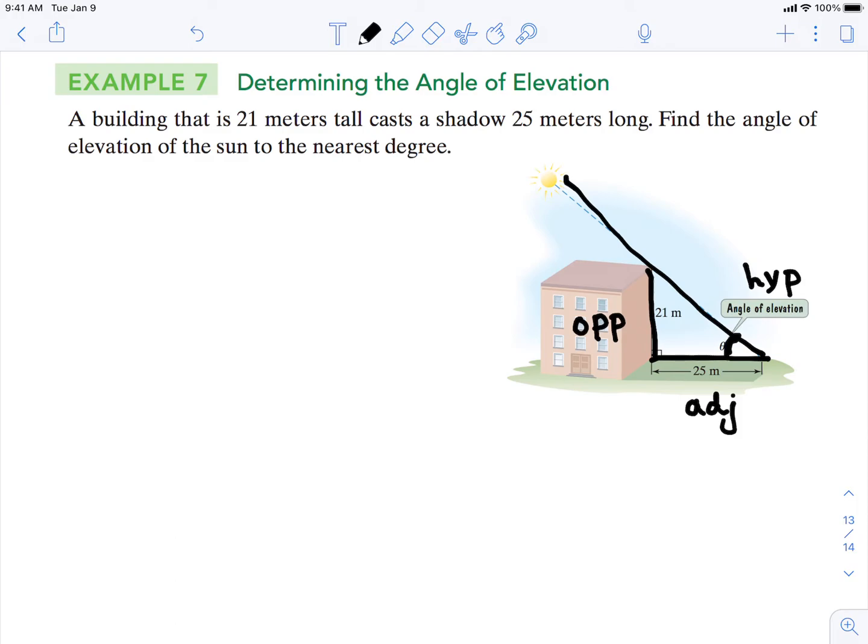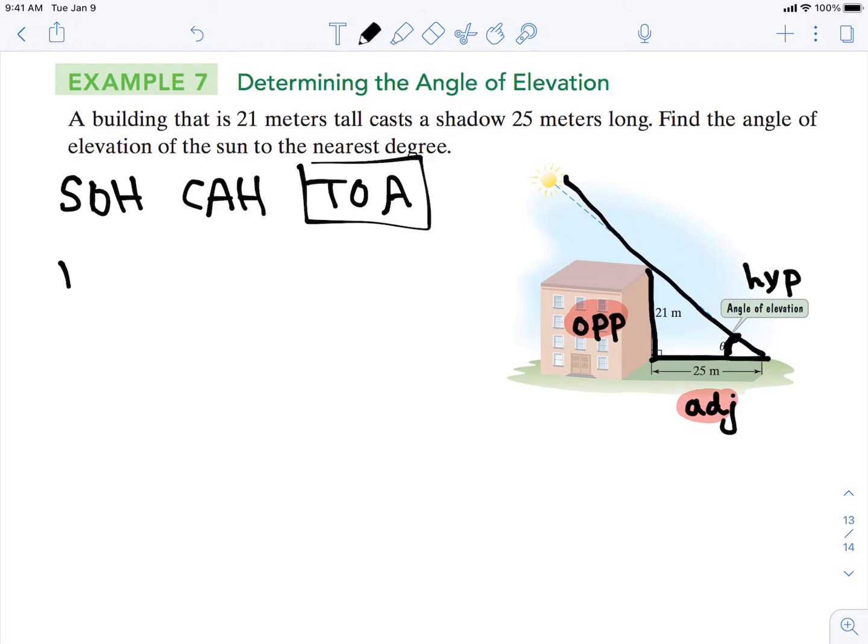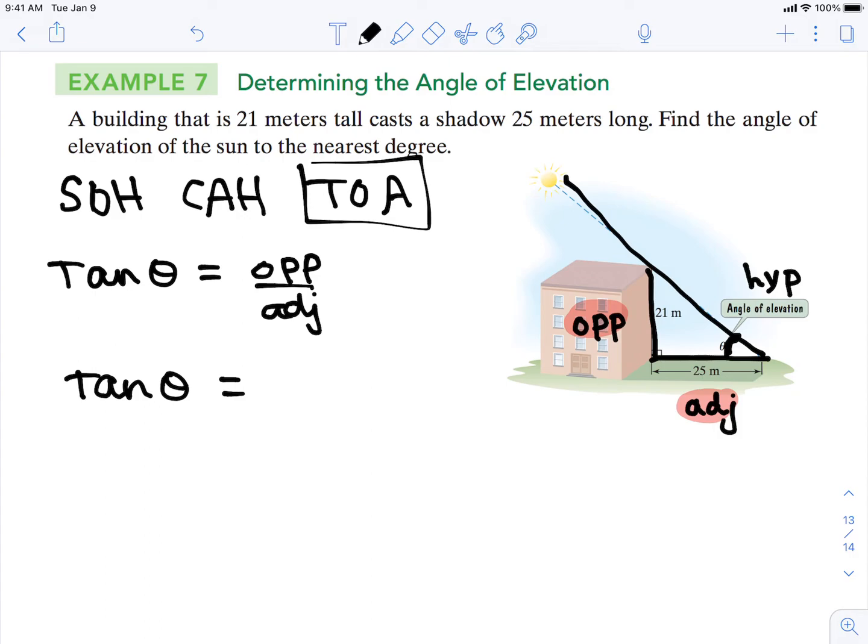So we have to choose the appropriate trig function. I'm going to just write SOH CAH TOA. Which trig function works with side opposite and adjacent? Well, that's tangent. So I'm going to write that trig function down, the ratio. The tangent of an angle is side opposite over adjacent. And now sub in those values. The tangent of the angle is unknown. Opposite is 21 meters. Adjacent, 25 meters. So we have a ratio.